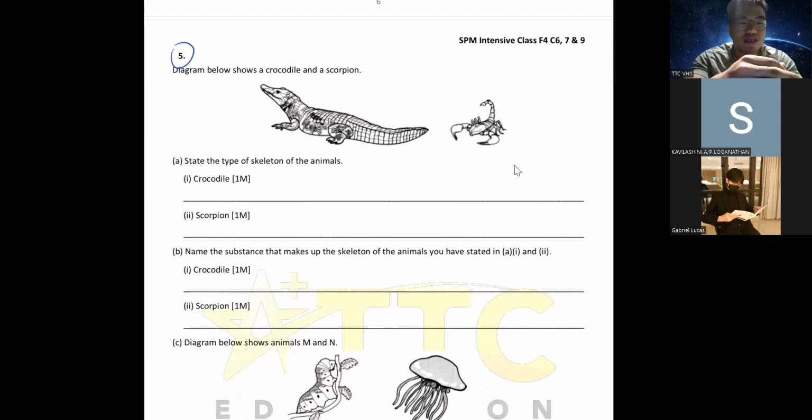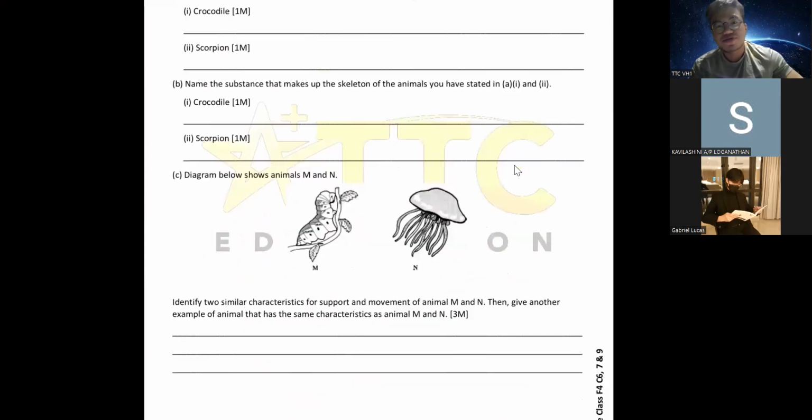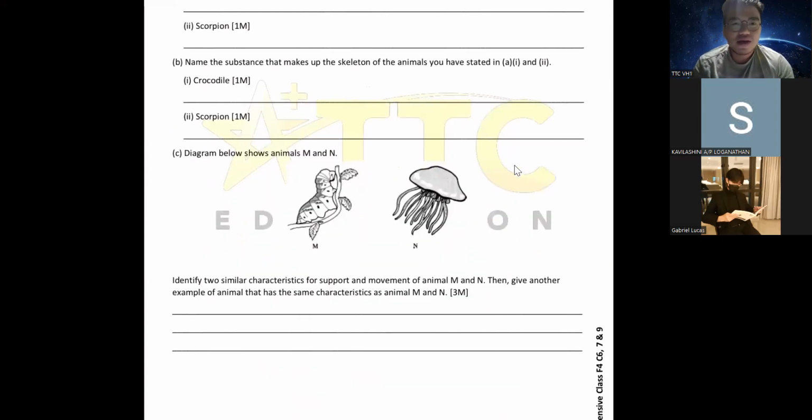Okay, crocodile, what is the skeleton made of? It's made of bones. Yes, bones. Bones and cartilage, I would accept too, because they have soft bone too. Yes, number 2 is shell. I accept. Oh, that's a good answer. That's a very good answer. Bone and shell. Okay, C.